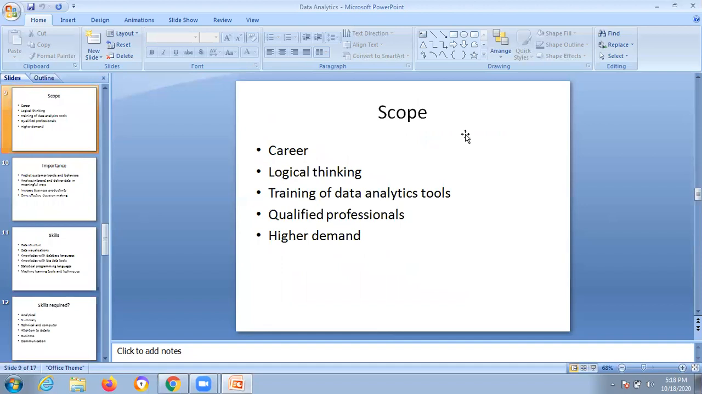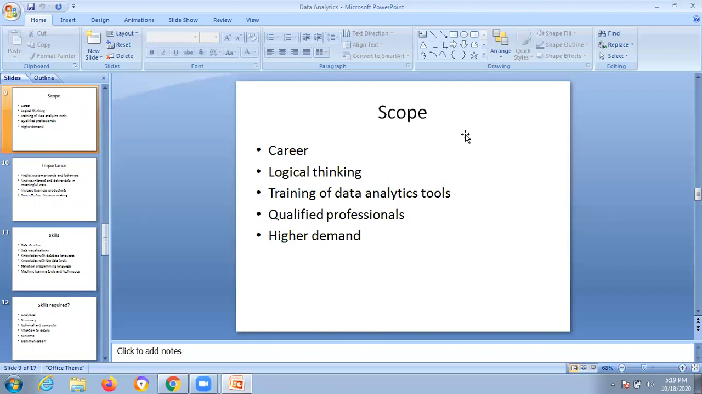And last one is scope. Next one is scope. What is the main importance of data analytics? Your career will improve a lot. If you learn data analytics, your career can be improved. And logical thinking should be applied in data analytics, because every time you need to analyze the data. That is very important here. And not only that, you need to train the data also using certain data analytics tools, like Tableau or Python.